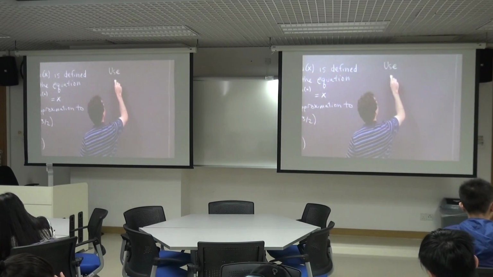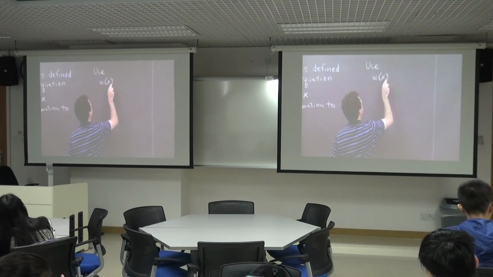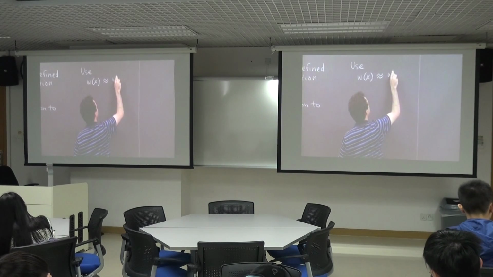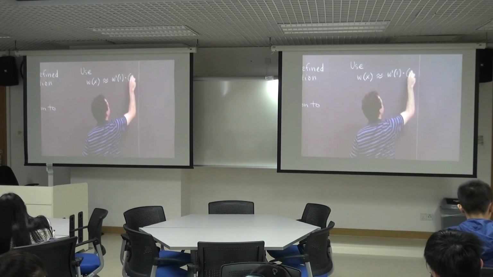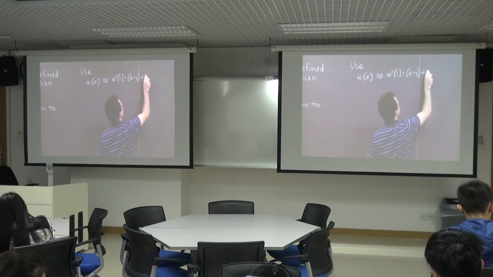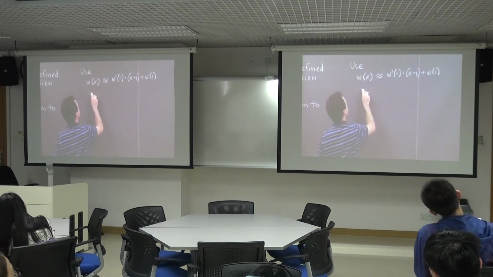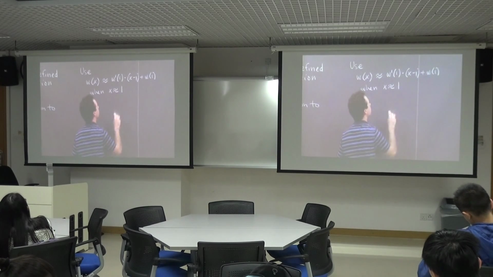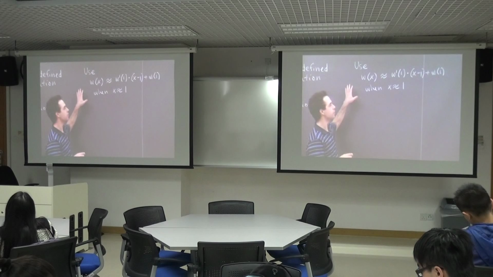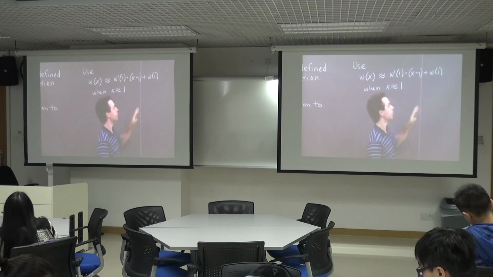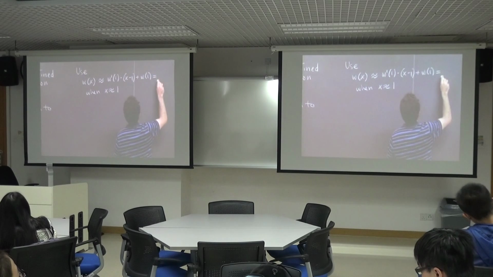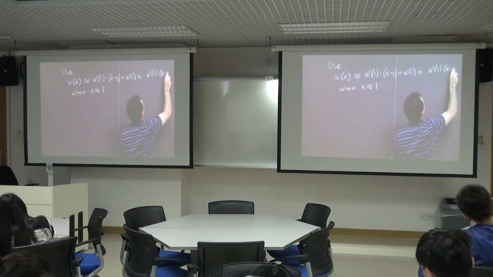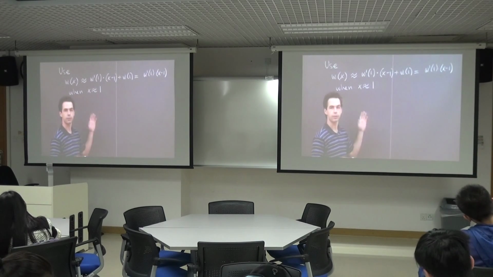So we're going to use the linear approximation: w of x is approximately equal to w prime of 1 times (x minus 1) plus w of 1, when x is approximately equal to 1. We have that w of 1 is 0, so this is equal to w prime of 1 times (x minus 1). The w of 1 just goes away.